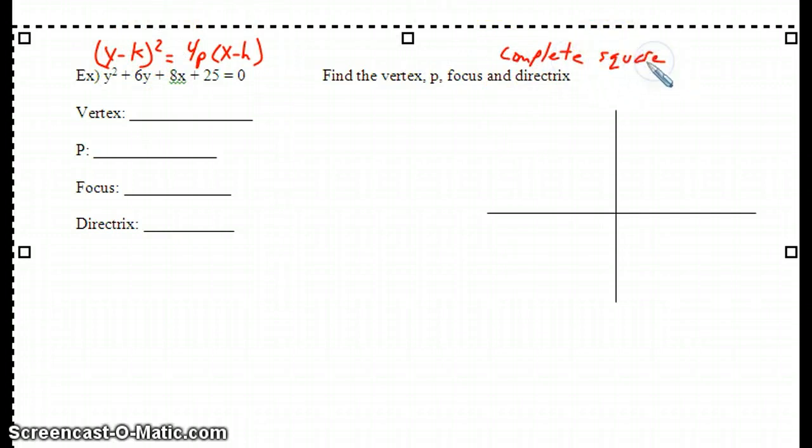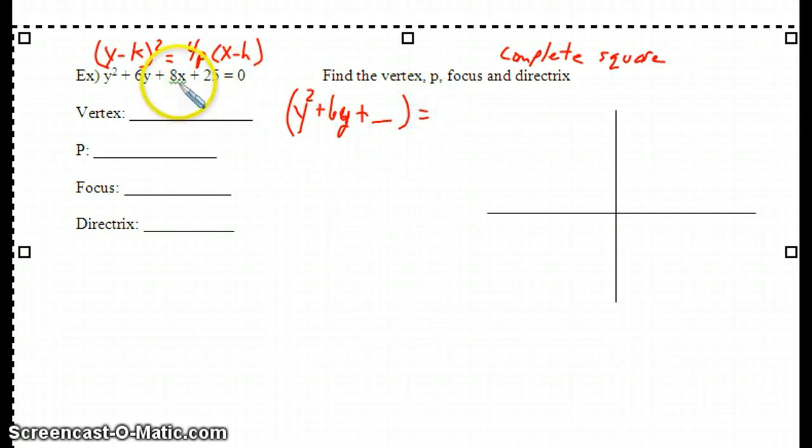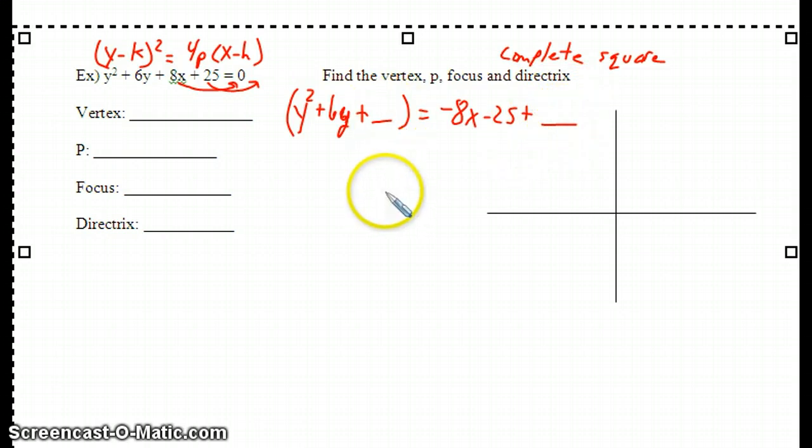So if we complete the square, I'm going to first isolate the y's. I'm going to take these two terms that have a y, keep them on one side of the problem, put a blank on the other at the end of it to complete the square, and then move the 8x and the 25 away to the other side. So I'd have to subtract the 8x, and I'd have to subtract the 25. And then I want to put a blank here to figure out what number I have to add to complete the square.